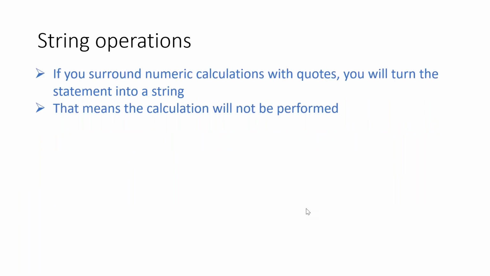So keep that in mind, because this text handling will keep coming up many times. Now, a string is another type of object. Some operators, like plus, minus, division, work and some don't work with strings, or they work in a different way. If you surround numeric calculations with quotes, you turn the statement into a string. If you want to convert a numeric calculation into a string, just put quotes. That means the calculation will not be performed.